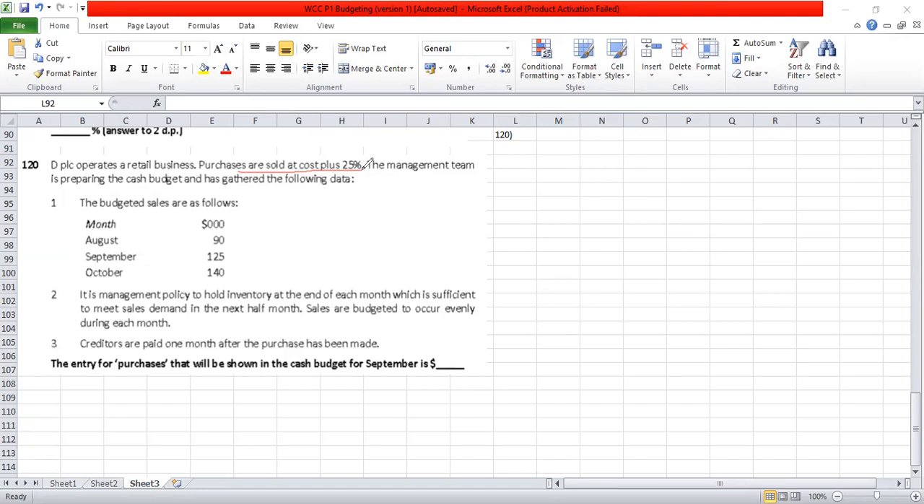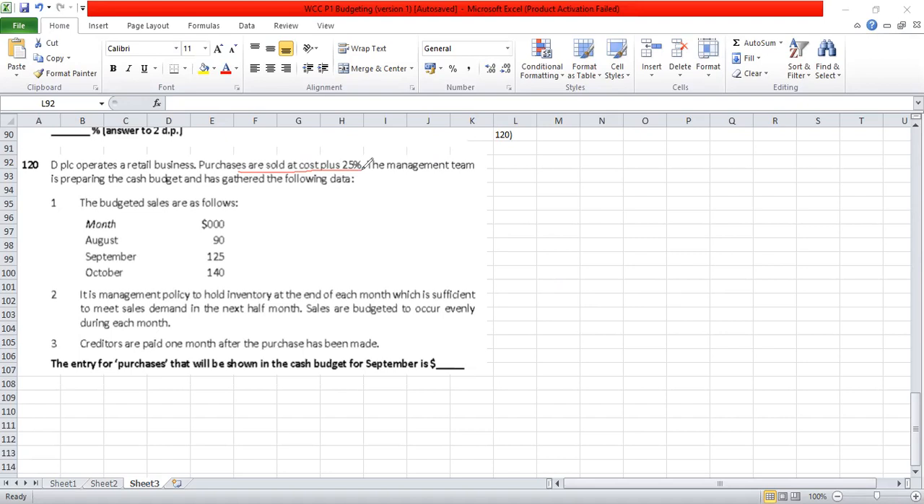Sales are given, but how are sales made? Sales are made after adding a 25% profit margin on cost, and then the selling price is decided. So if the cost price is 100 and the profit margin is 25, then sales is 125. Each of these months' sales are presented at 125% of the cost of the purchases value.